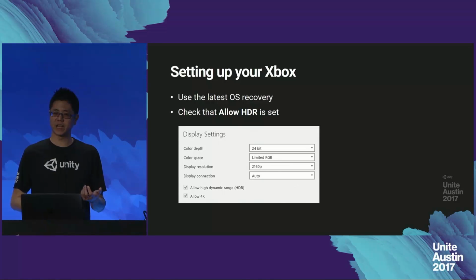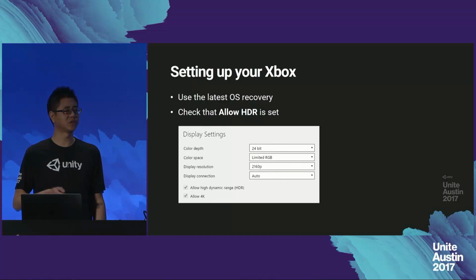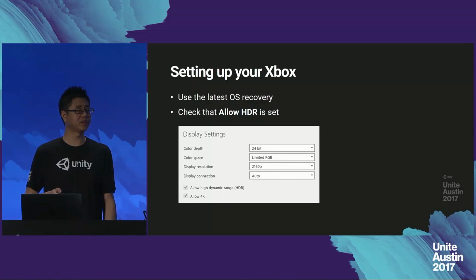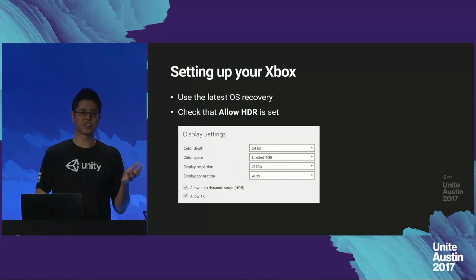With your equipment set up and your XDK installed, you'll want to make sure that Allow HDR is set on the console. You can either do this through the dev kit itself, or use the Xbox One Manager tool included in the XDK. All of the other settings shown here, including color depth and color space, don't really matter in the context of our development right now, and can be safely ignored.